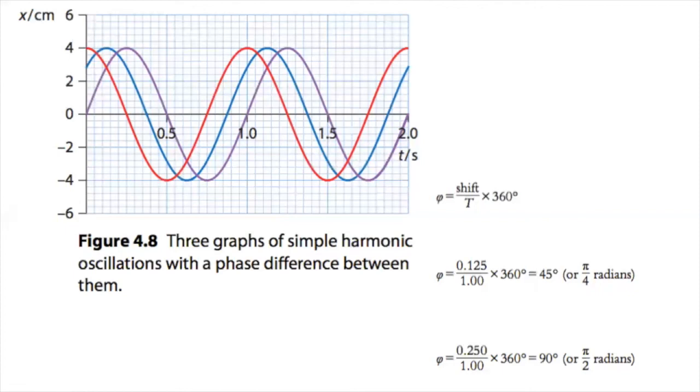How about from red to violet? If we're talking about red to violet, then it is 0.250 over 1 times 360 degrees, which is equal to 90 degrees, which is also equal to pi over 2 radians.